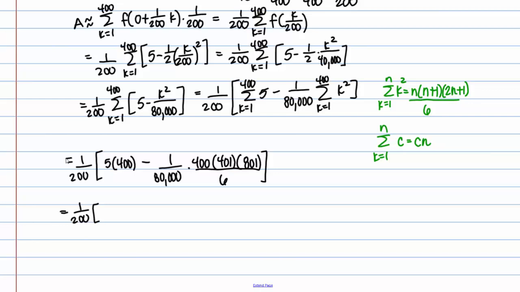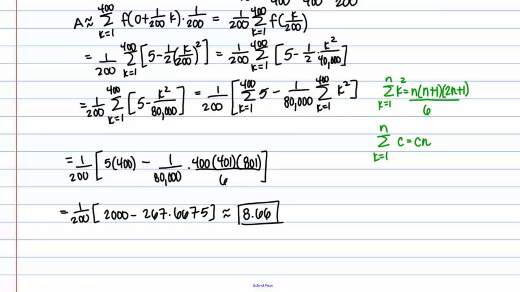Inside these brackets, I should get 2,000 minus 267.6675. And if you just finish that out, you should get approximately 8.66. Okay, so this is my estimate if I'm using 400 rectangles. And because I'm using more rectangles, it should be a better estimate than for when I used 4 rectangles. Now let's see if that makes sense.